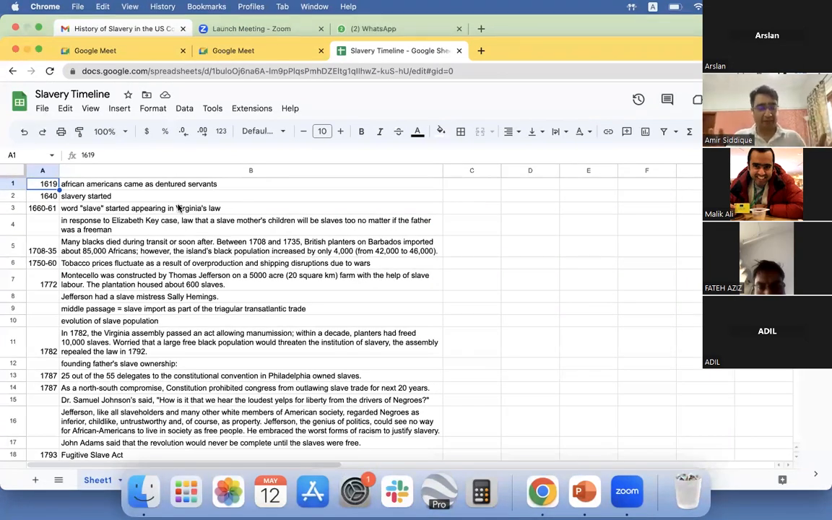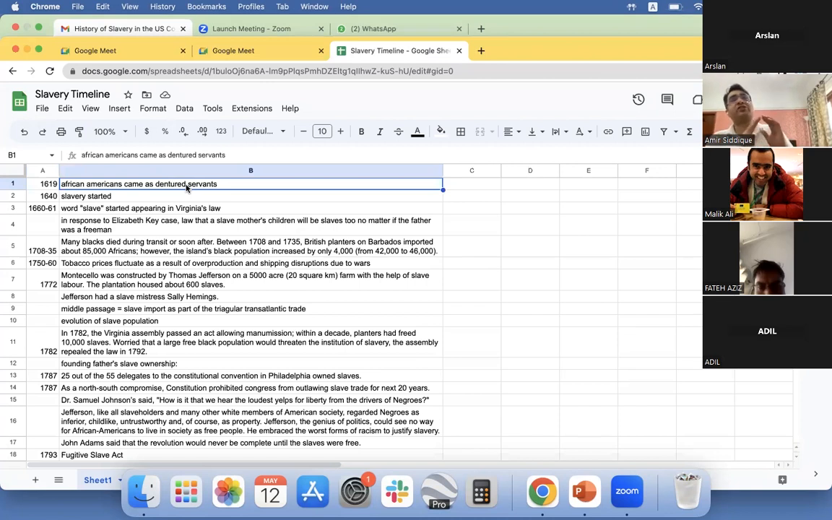So just to recap a few things, in 1619, keep in mind that the first colony of Jamestown in Virginia was started in 1607. In 1619, African Americans came as indentured servants. I explained what indenture is. It's not like slavery. It's a short-term servitude. Slaves were your property for life. But indentured servants had a contract of a few years only.